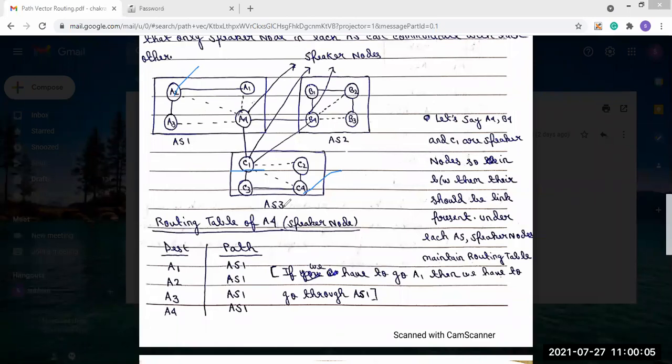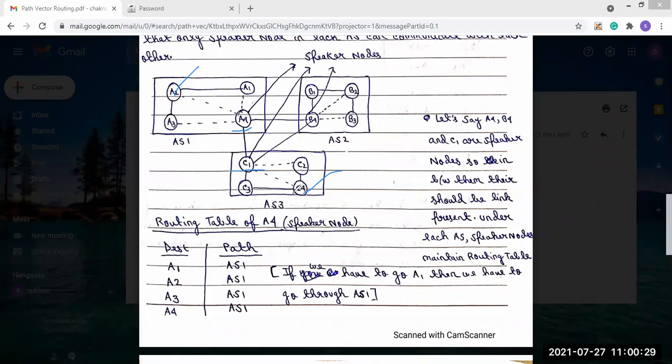Now, in this autonomous system 1, what is the speaker node? In this autonomous system 1, the speaker node is A4. So C1 will contact A4 and transmit its packet. Then from A4, it will go to A2. So that's how the communication should be made.